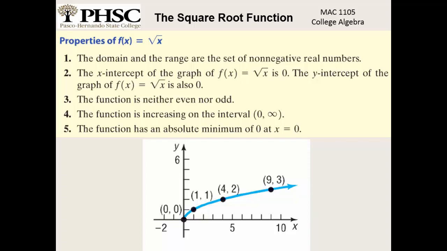Now the function is increasing on the interval. I want you to think about what that means. Just to quickly review, if I choose the points x1 as 1 and x2 as 4, then f of x2 will be greater than f of x1. In this case, 1 is less than 4, but f of 4 is greater than f of 1, and that means it is an increasing function. And also the function has an absolute minimum of 0 when x equals 0.